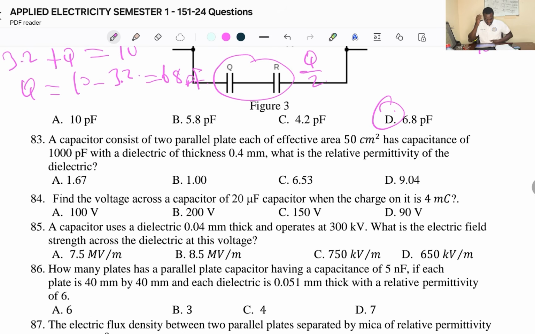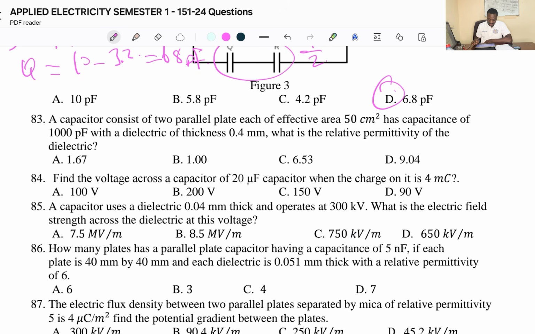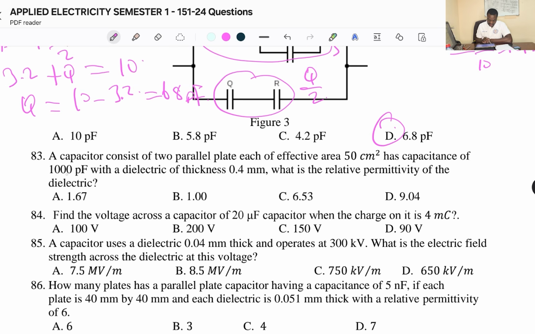Now question 83. A capacitor consists of 2 parallel plates, each of effective area 50 centimeters square, has capacitance of 1000 picofarad with a dielectric of thickness 0.4 millimeters. What is the relative permittivity of the dielectric? So first, we are given a capacitor and the effective area, right? So here is the formula.